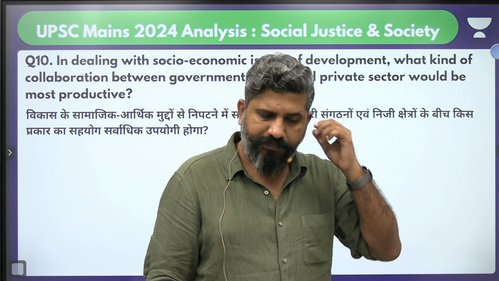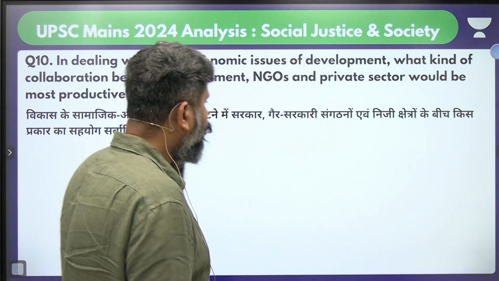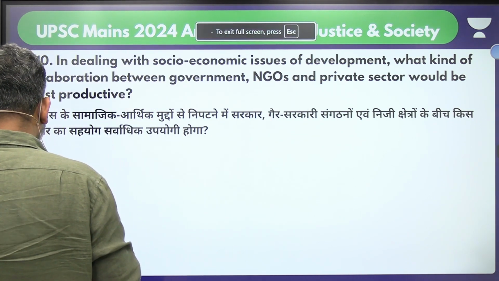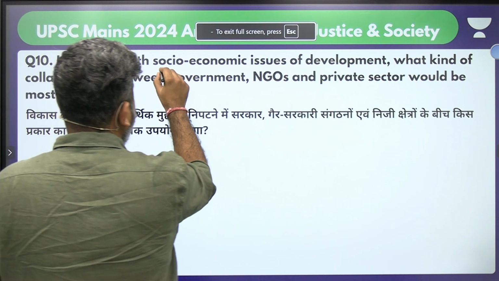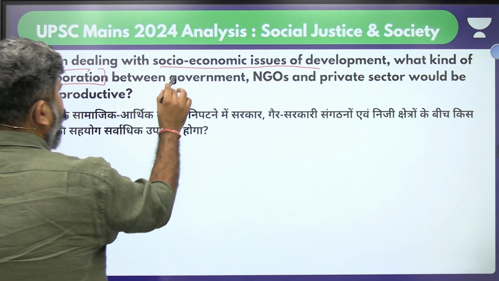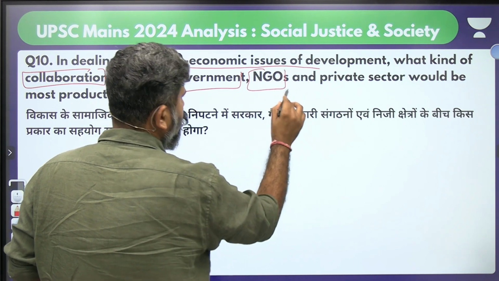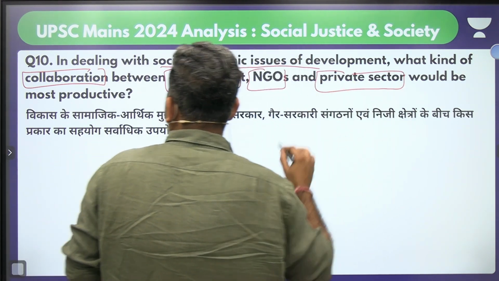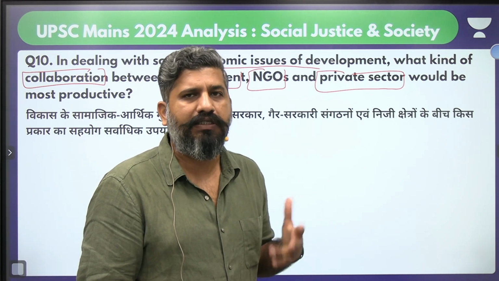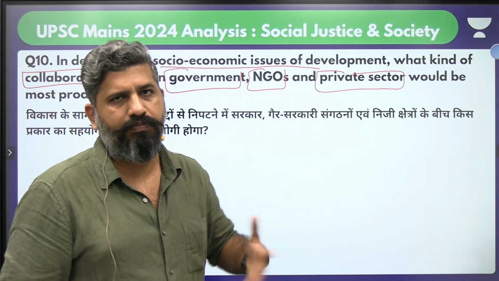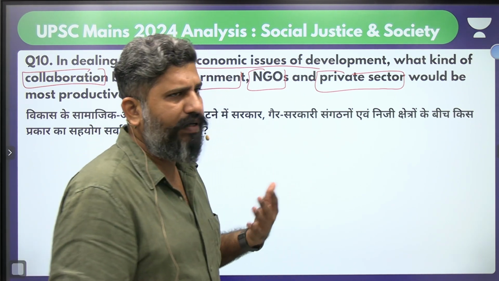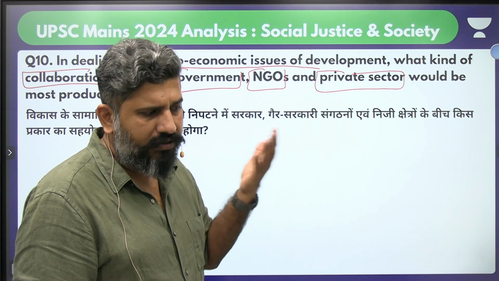The next question is talking about dealing with socio-economic issues of development. It reads, in dealing with the socio-economic issues of development, what kind of a collaboration between government, NGOs, and private sector would be most productive? They are asking us what kind of a collaboration is required in these three sectors that are prevalent in an economy.